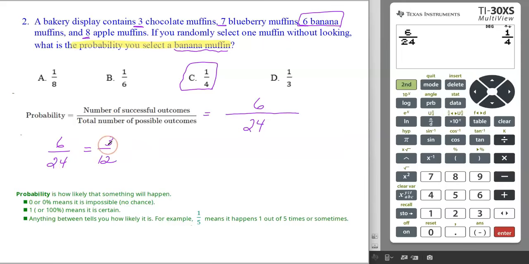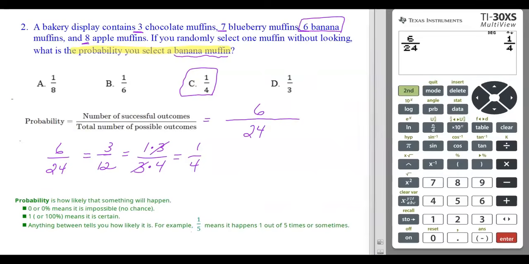Now I need to simplify this. The top number is odd, the bottom number is even, so I'm just going to rewrite these. In my mind, I'm thinking, okay, 3, that's the same as 1 times 3. And 12, that's the same as 3 times 4. I have a common factor of 3. I can cancel those out, and I'm left with 1/4. So that's one way to go about it, and again, that matches up with C. Let's move on to question number 3.